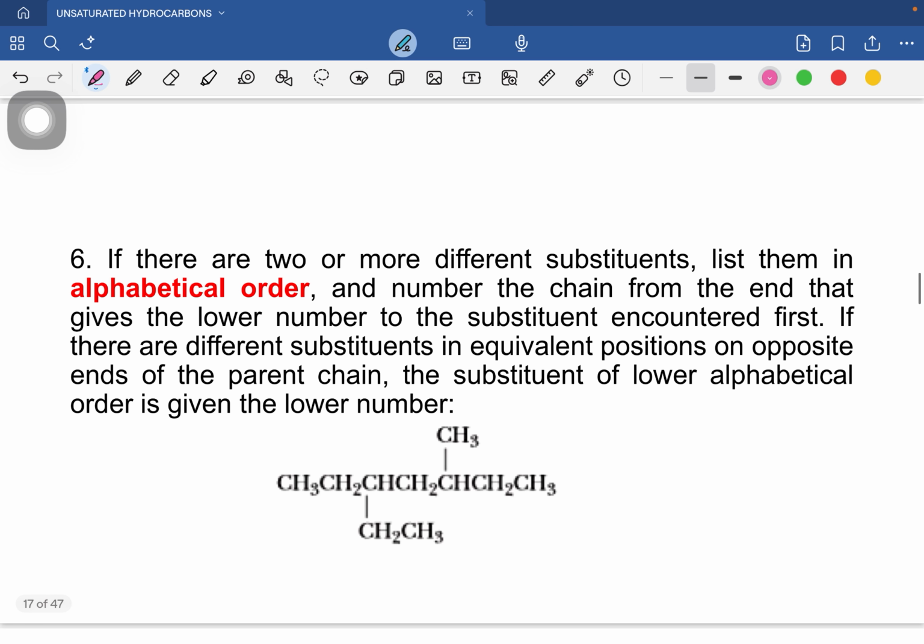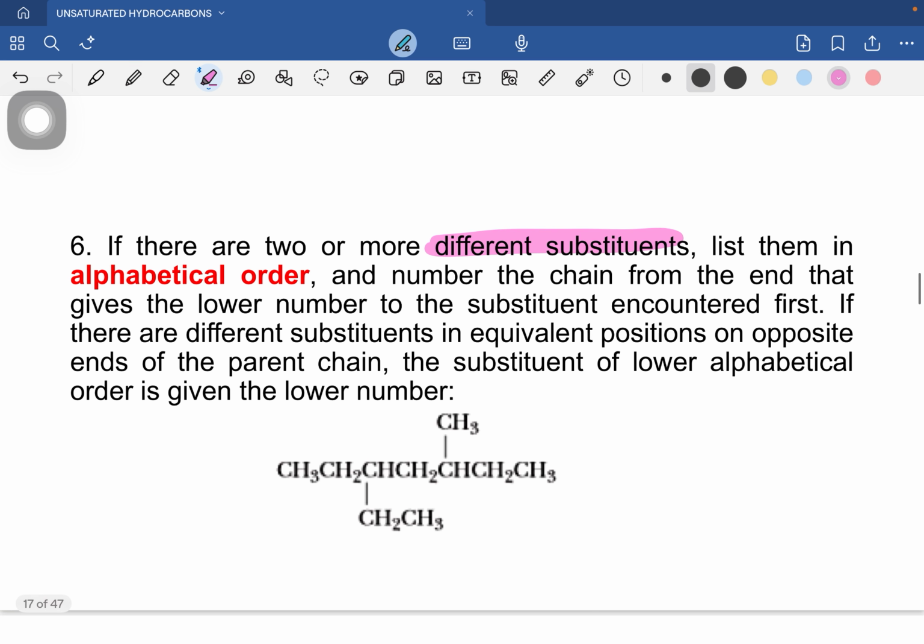Okay, meron pa pala siyang ibang rule. Rule number 6 says that if there are 2 or more different substituents, take note guys that different substituents, by the way, list them in alphabetical order and number the chain from the end that gives the lower number to the substituent encountered first. If there are different substituents in equivalent positions on opposite ends of the parent chain, the substituent of lower alphabetical order is given the lower count.